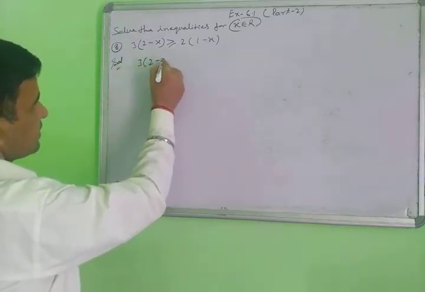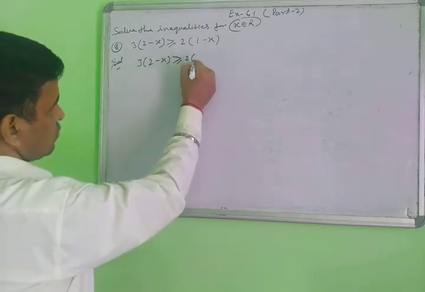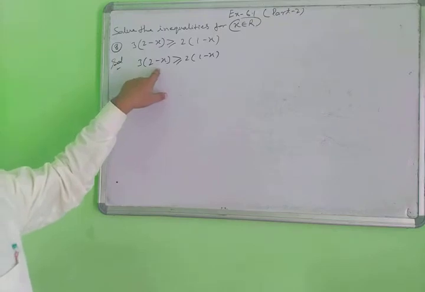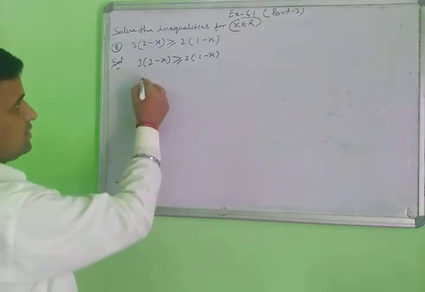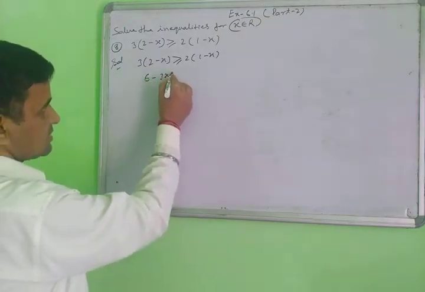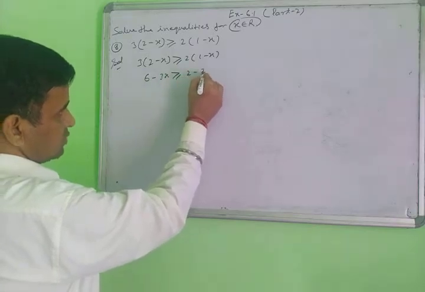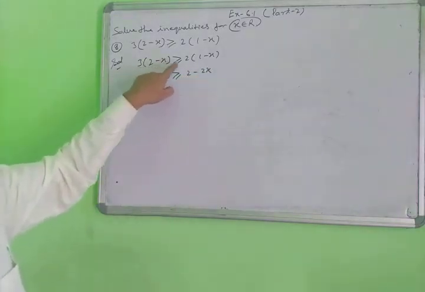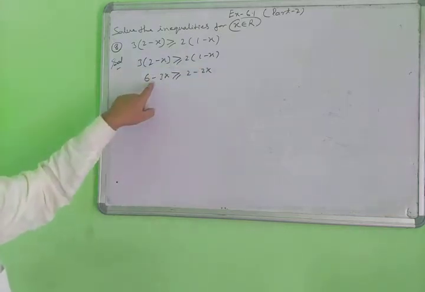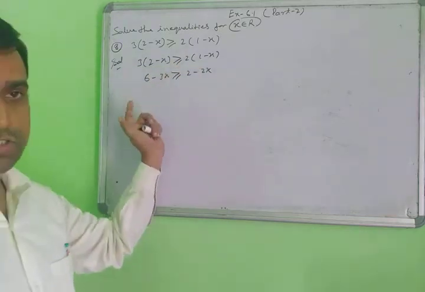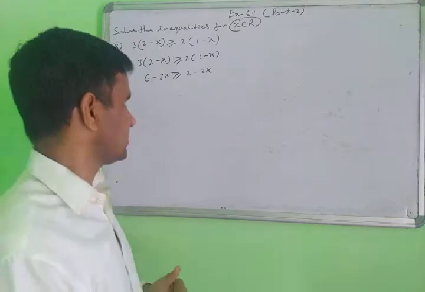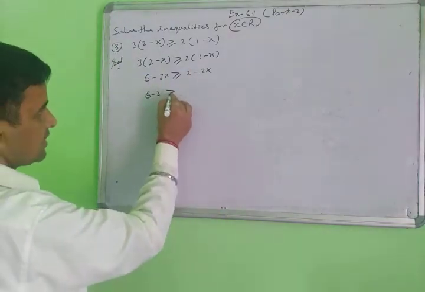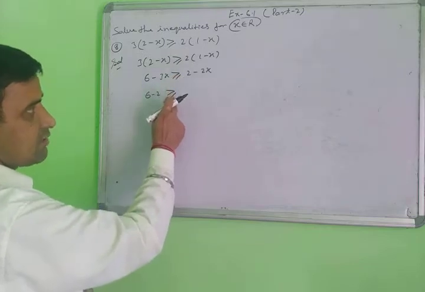3(2 minus x) greater than or equal to 2(1 minus x). First of all, you will multiply inside. 3 times 2 is 6, minus 3x, greater than or equal to 2 minus 2x. Simple things: multiply both sides inside. After that, you will transfer the constant numbers to one side and the variable numbers to the other side. The 2 will transfer to the left side: 6 minus 2 greater than or equal to. This sign will be the same, the sign will not change.